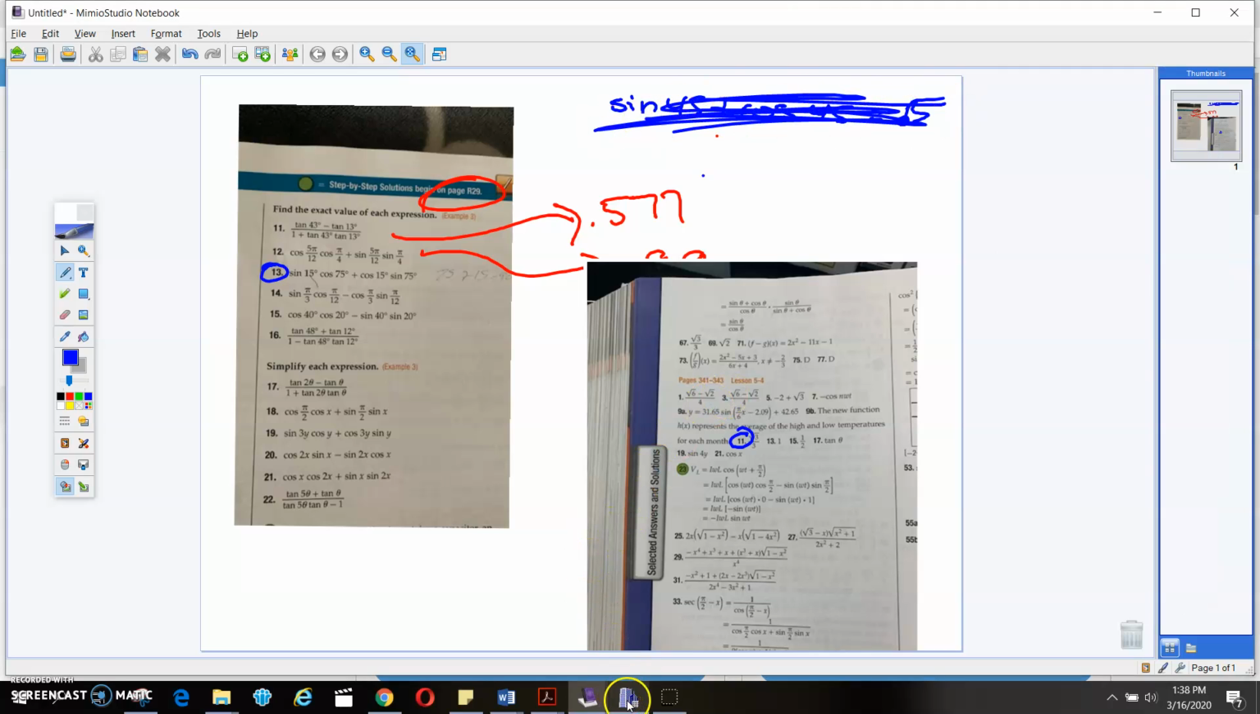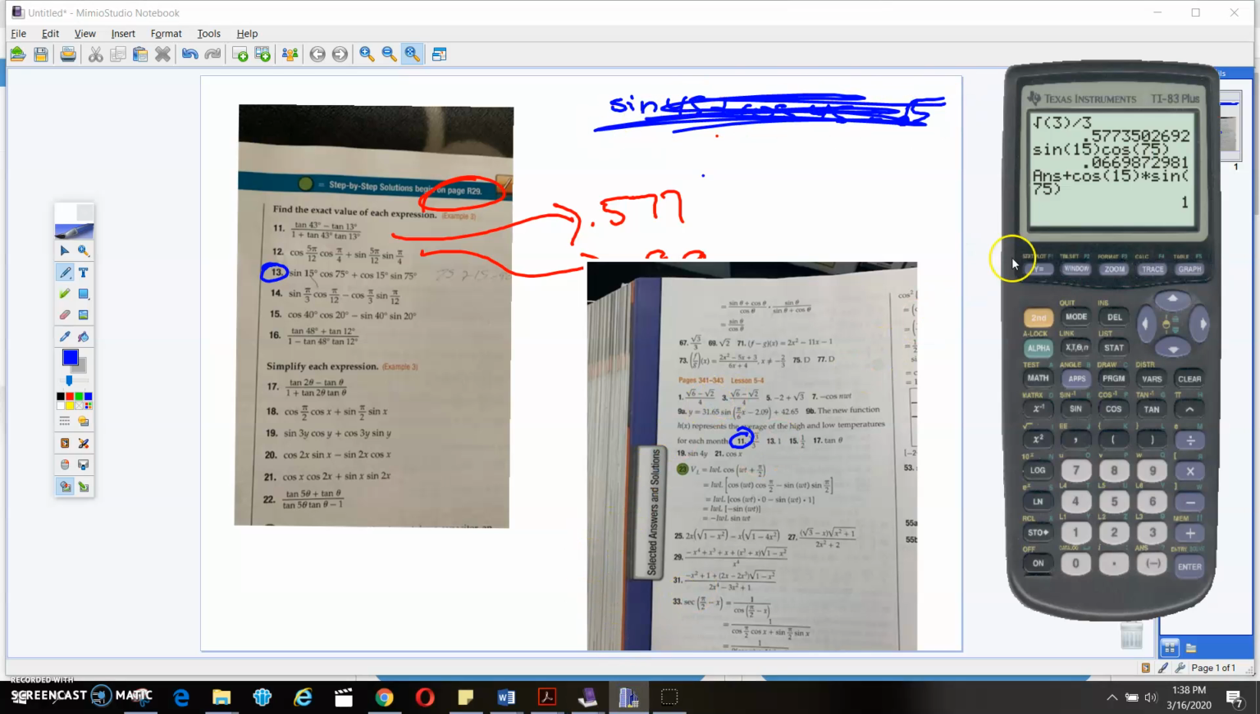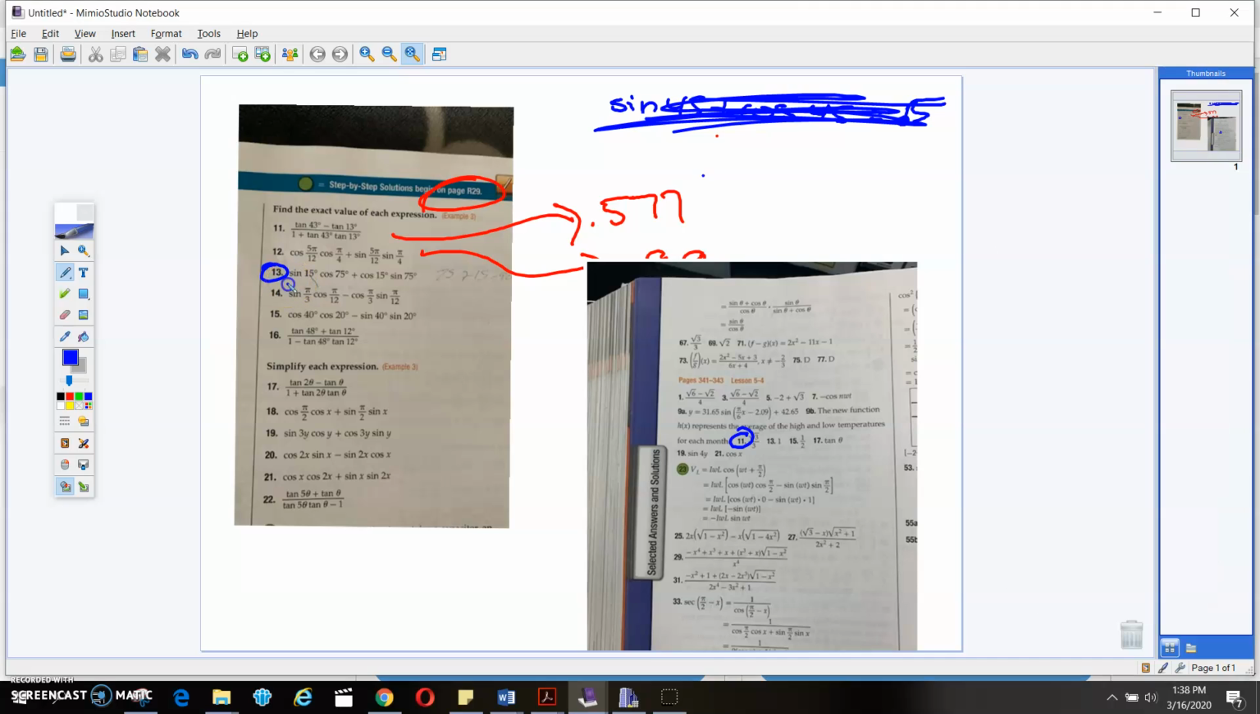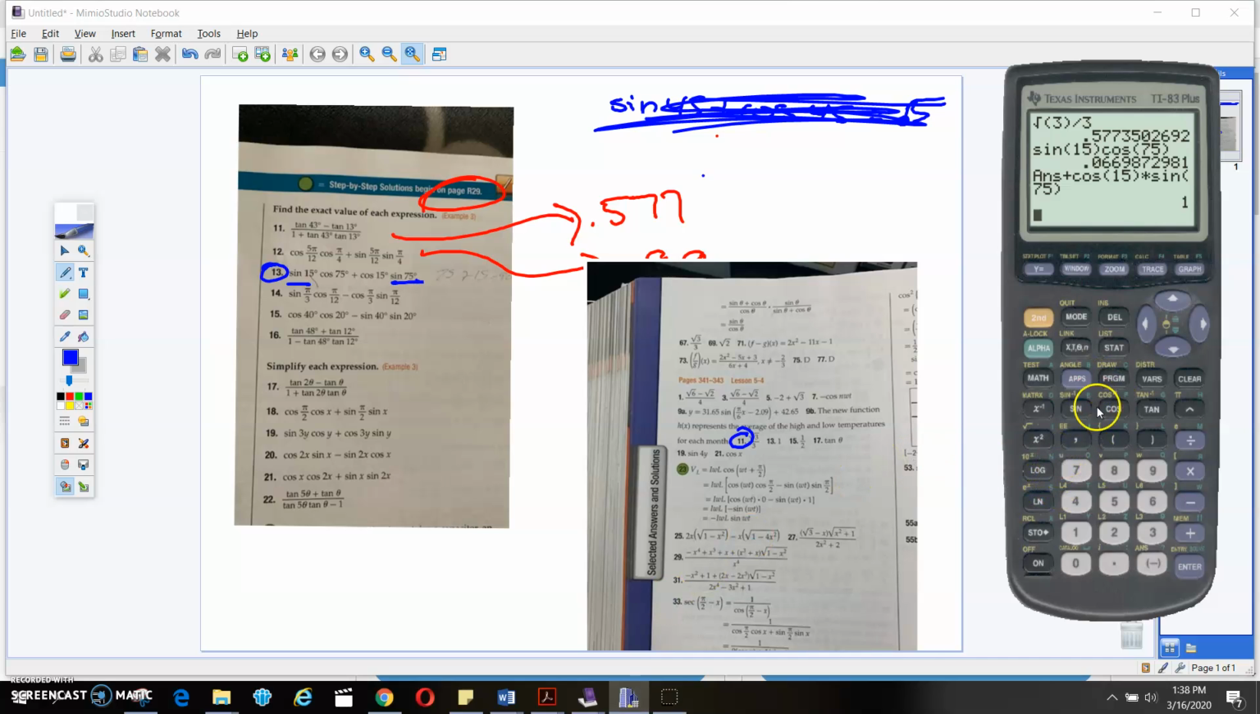But you do have to know your trig identities in the sense of like when you plug it into your calculator, knowing that it's like the opposite. You see how it says sine of 15 and sine of 75? Let's see what happens when I add those together. Okay, so if we get sine of 15 plus cosine of 75, well, what does that equal? It equals roughly 0.5, roughly, okay? So that's something to keep in mind.